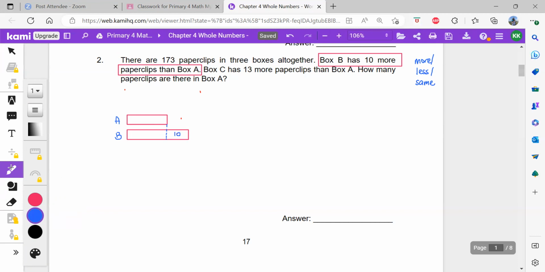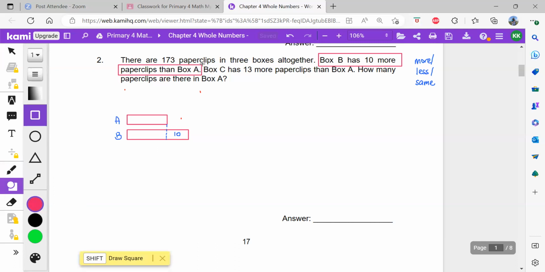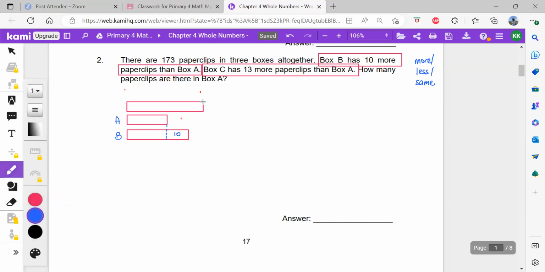All right, now let's take a look at the next sentence. The next sentence says that box C has 13 paper clips more than box A. 13 more than box A, which means that for box C, I'm going to just draw the C above A, side by side, so you can see clearer. But box C has 13 more, so I'm going to draw an even longer model than B. Okay, so that will be my box C. And bear in mind that you should always cut the model to the same size. And this will be 13.